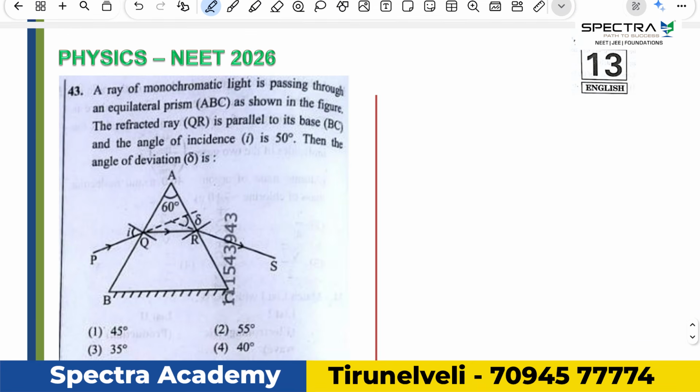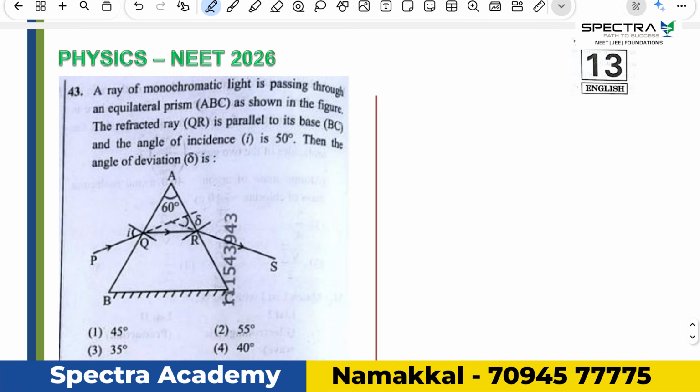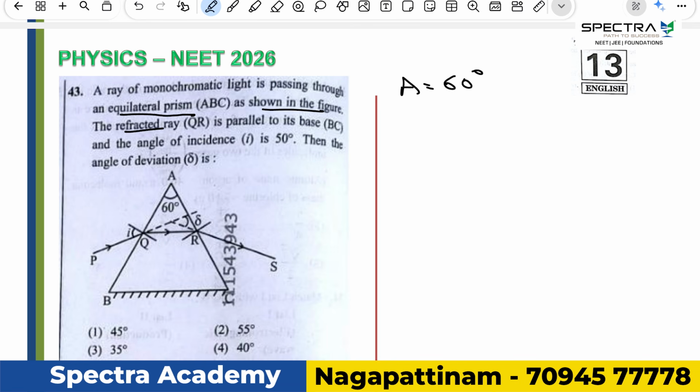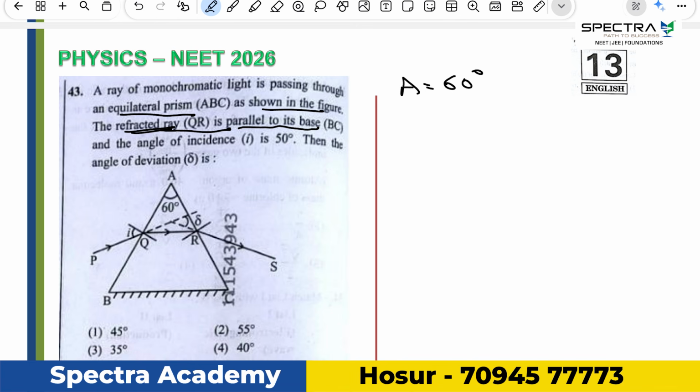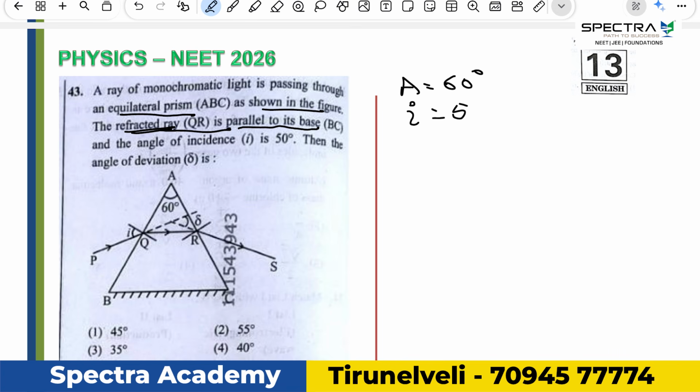Observe this. What they have given to us. A ray of monochromatic light is passing through an equilateral prism. Equilateral prism in the sense angle of prism is 60 degree as shown in figure. The refracted ray is parallel to its base. What is the meaning of this sentence? It says that the refracted ray is parallel to the base, indicating the prism is in minimum deviation position, and angle of incidence is equal to 50 degree. Then they're asking what is the delta, that is the deviation.